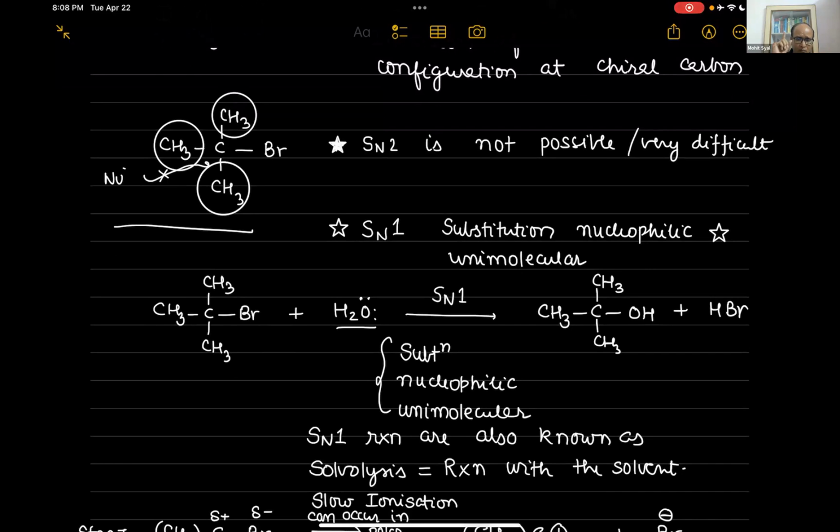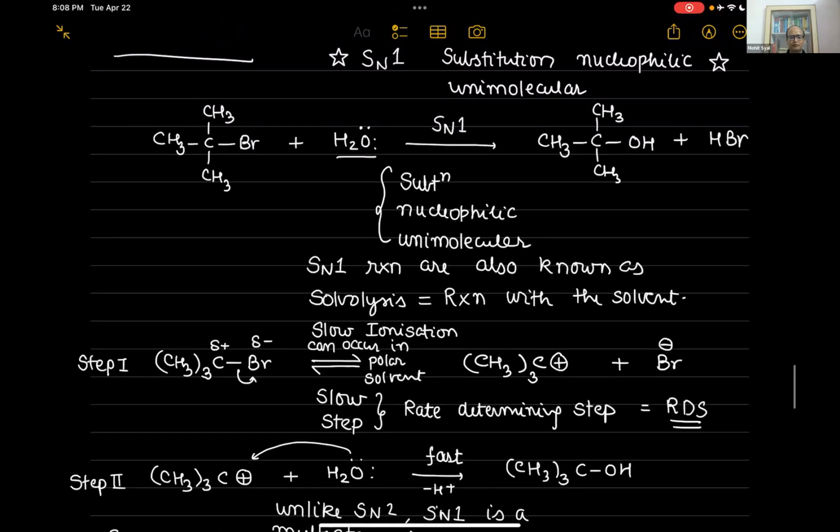Just one. Unimolecular. One molecule of the reactant. That we have seen, right? SN1 reaction. And how one reactant itself can react, that's the question.